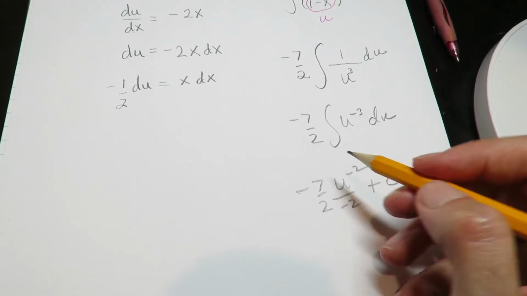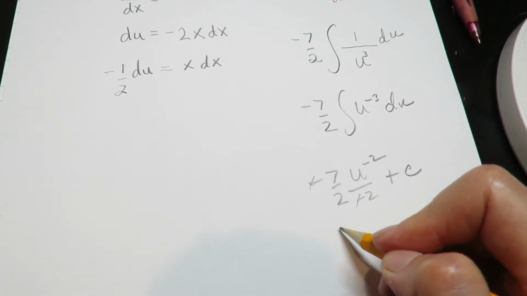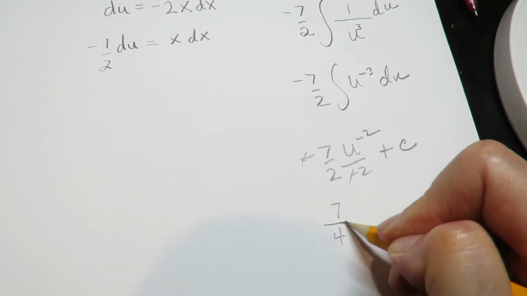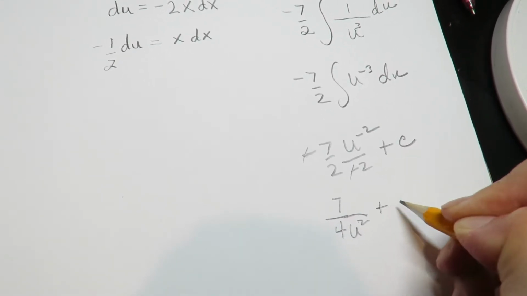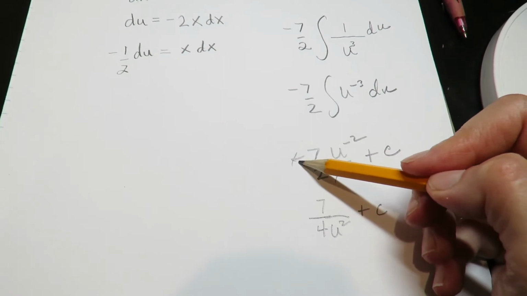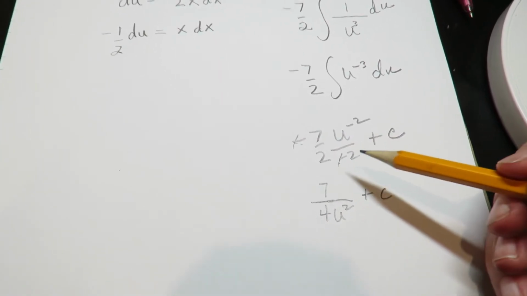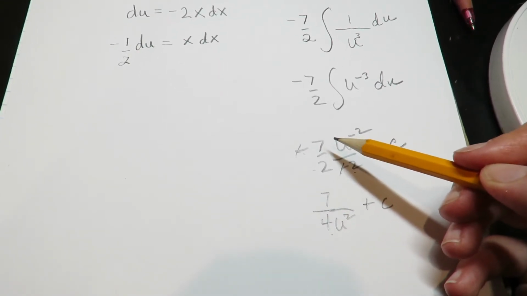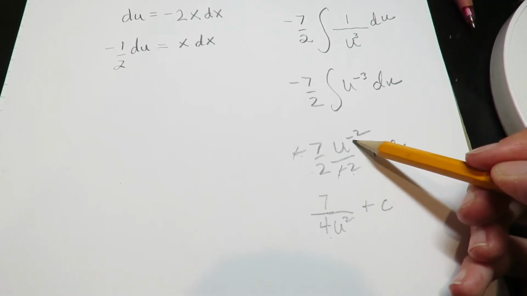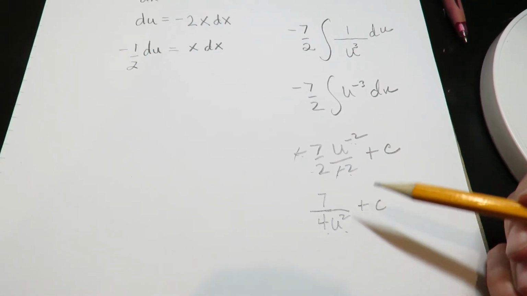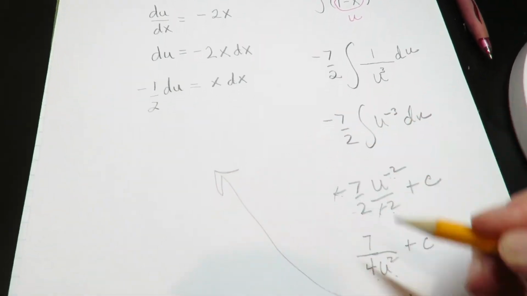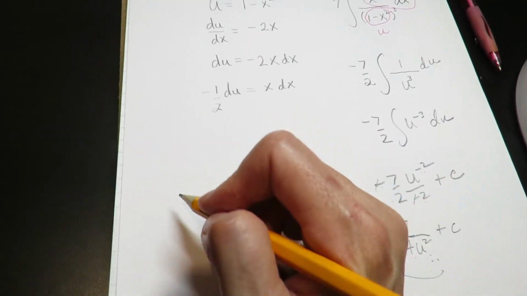Now the negative cancels with the negative. This is 7 over 4. The u flips down. I'll just say that again. The negative and the negative make a positive. 2 times 2 is 4. The u, since it's a negative exponent, flips down to u squared. And then at the very last step, don't forget to plug back in the value for u.